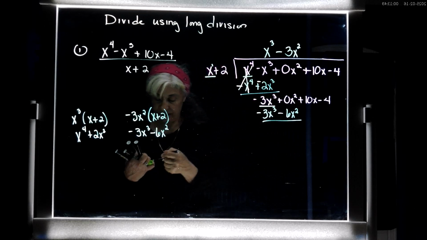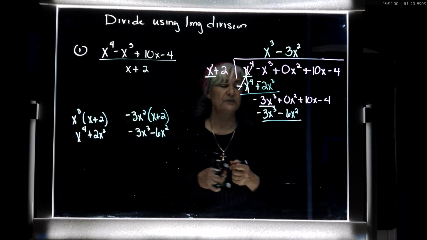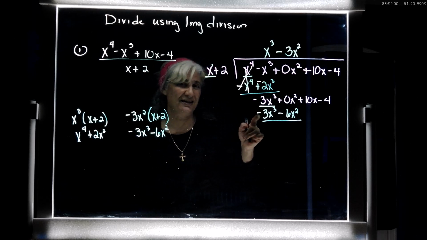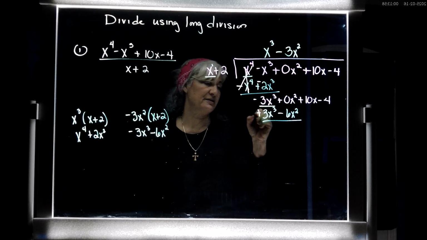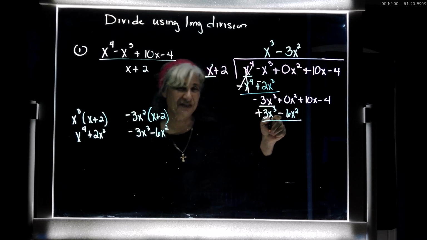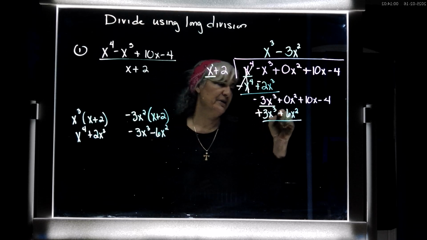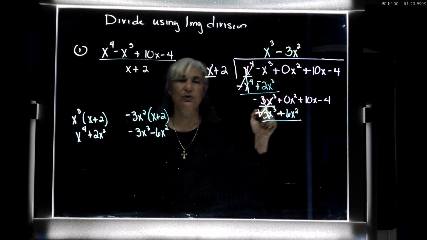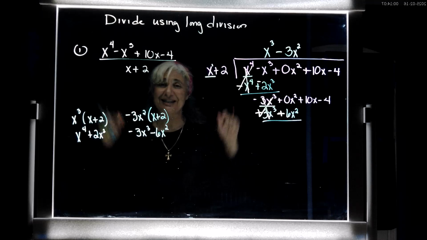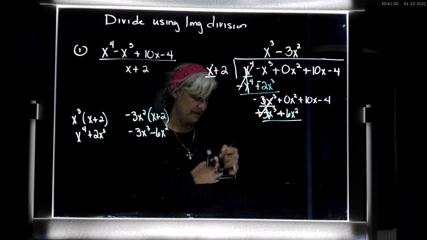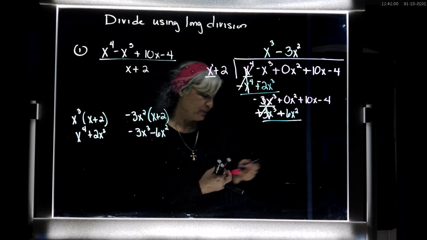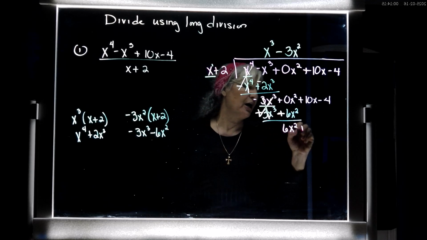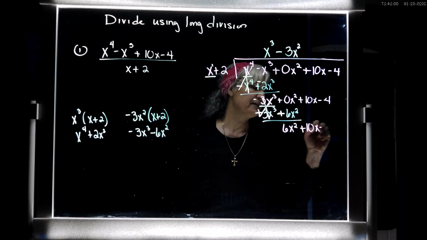Then what do? You subtract. How many times? Twice. You're going to subtract off this negative. Yeah, that makes it a positive. You're going to subtract off this negative. Yeah, that makes it a positive. So what happens? First term wipes out, which is exactly what we wanted. Yay! And then we end up with a positive 6x squared, a plus 10x, and a minus 4.